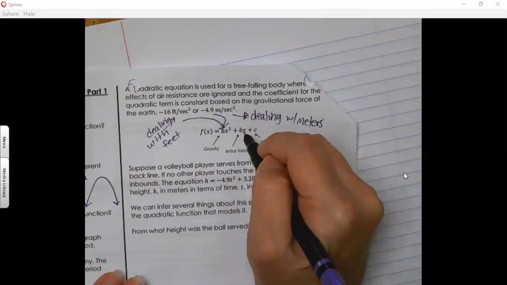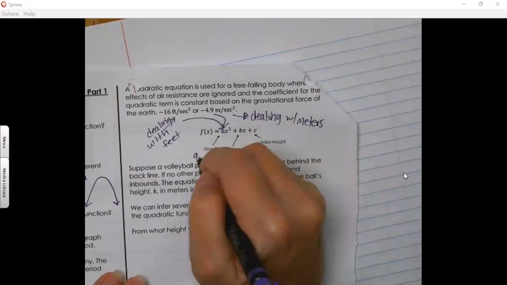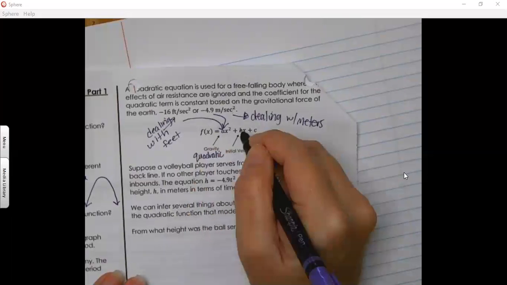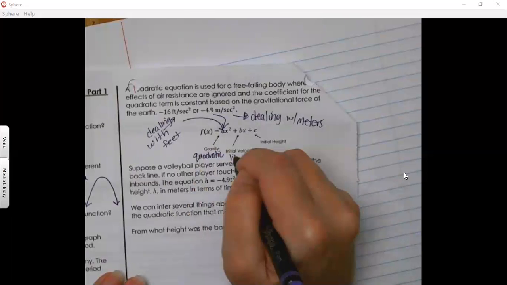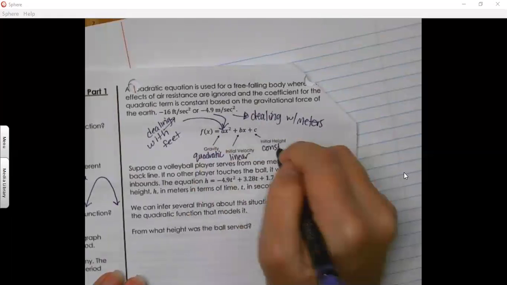So this is gravity, that is your quadratic term. Your initial velocity, the plus bx, that's your linear term. And your initial height is always the constant. Remember, constant, there's no variable.